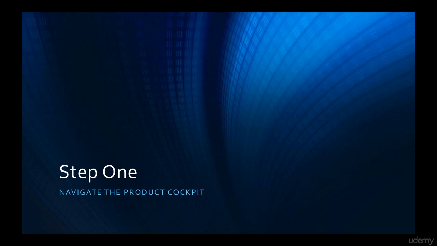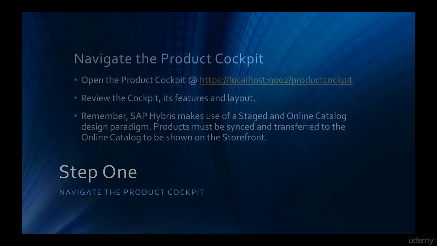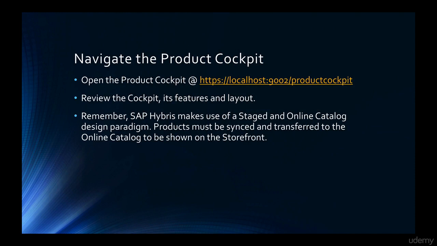Okay, let's get started. For our first step, we're going to navigate to the product cockpit. To navigate to the product cockpit, you're going to proceed to /product cockpit at the URL that your SAP Hybris instance is running. If you're running a local instance, this will be at localhost port 9002 /product cockpit. Once there, review the cockpit, its features, and the layout.